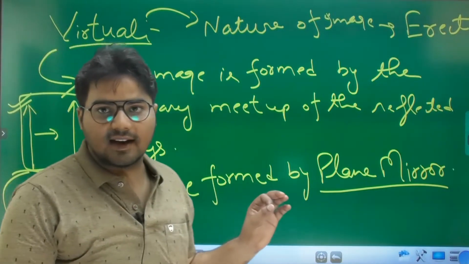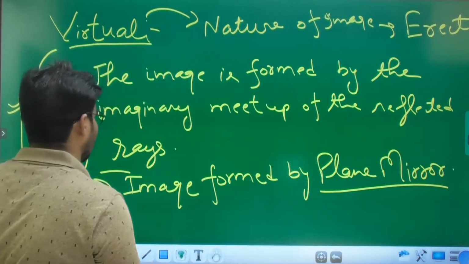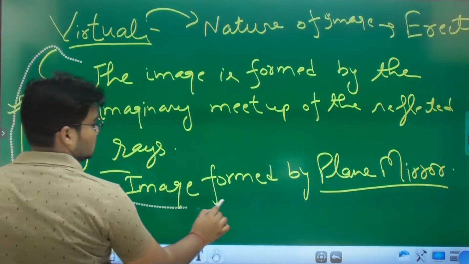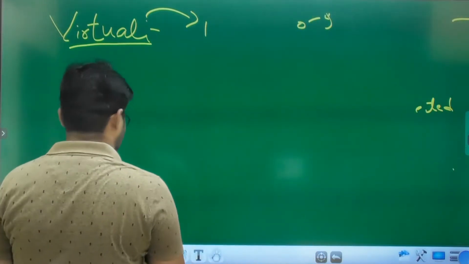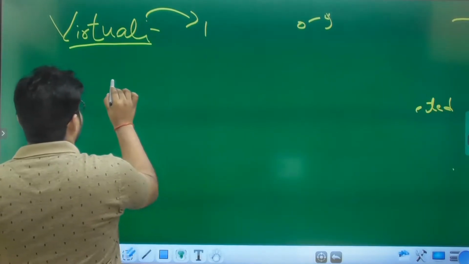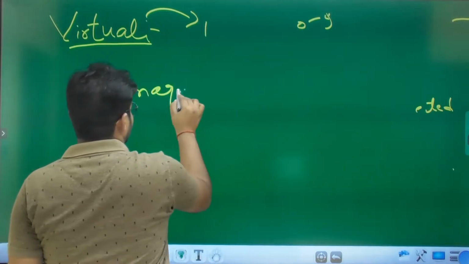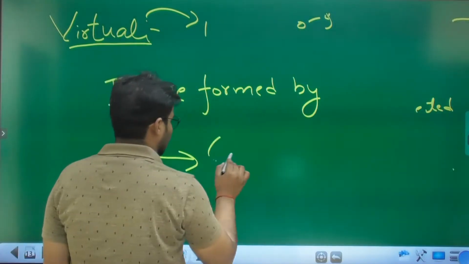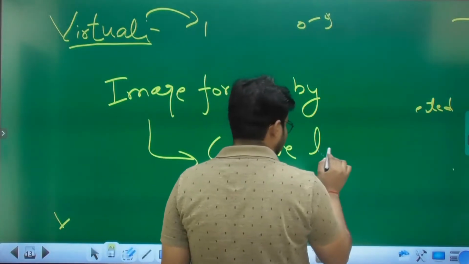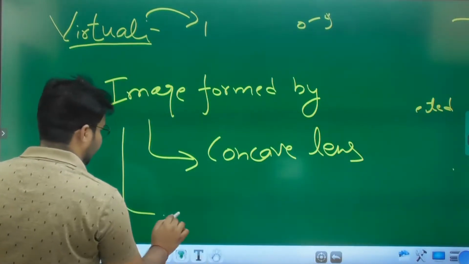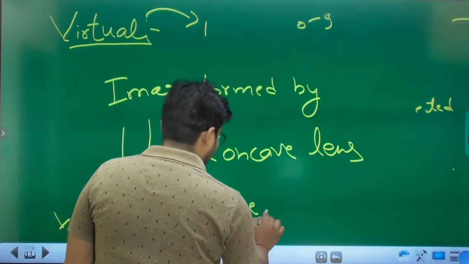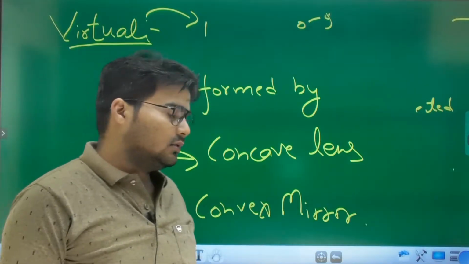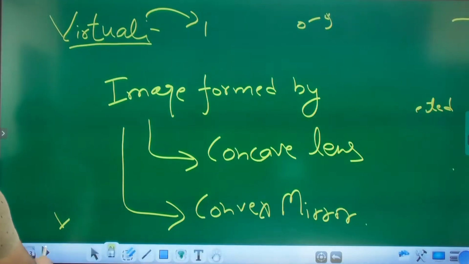So these are the images found by the virtual, and for example we will take the image formed by a concave lens. Clear? And the image formed by a convex mirror. Clear? So these are the virtual images. Now move to the next one.